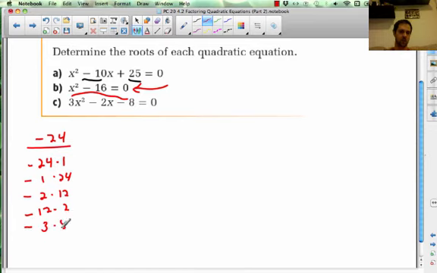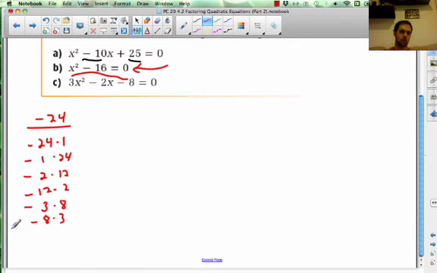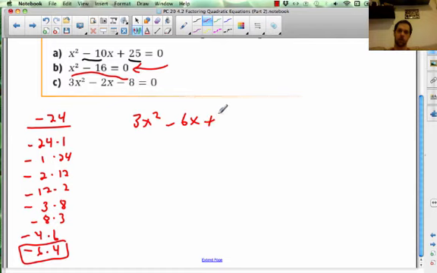negative 3 and 8, negative 8 and 3, negative 4 and 6, and negative 6 and 4. And there we go, the last one we look at has the correct sum that we're looking for. So we go 3x squared minus 6x plus 4x. So we just rewrite our minus 2x as two separate terms based on these values that we found here.